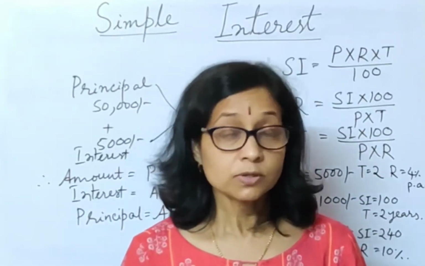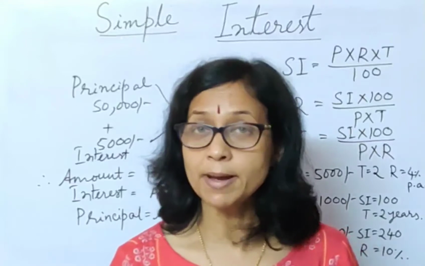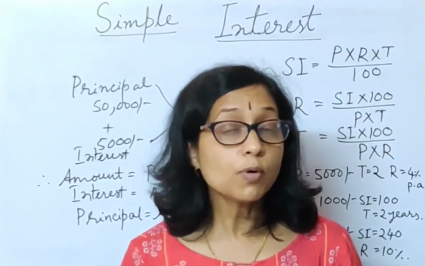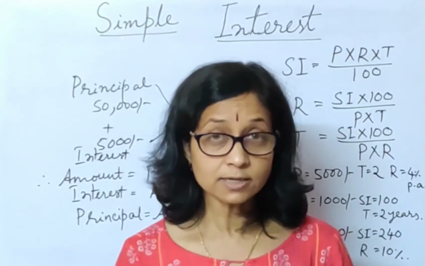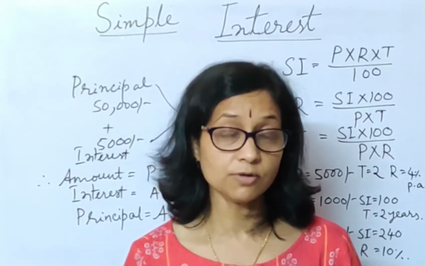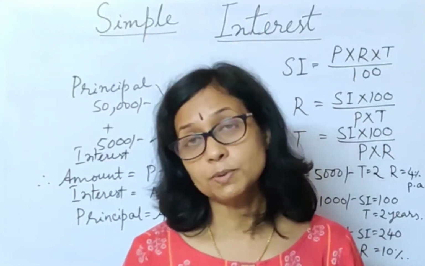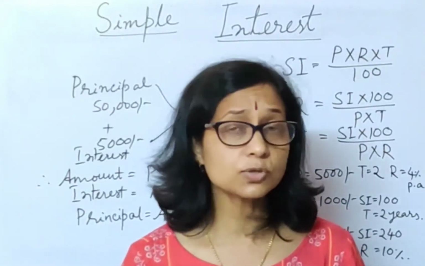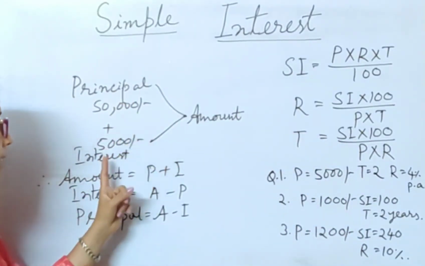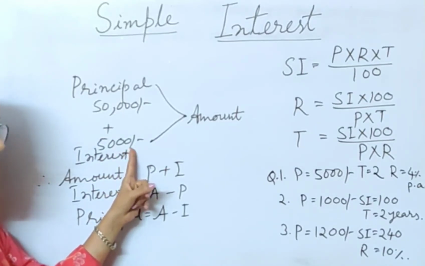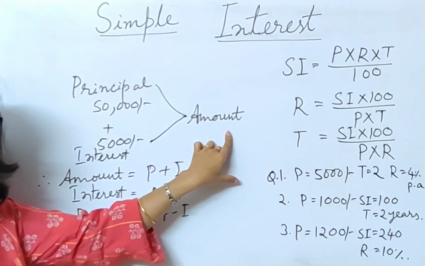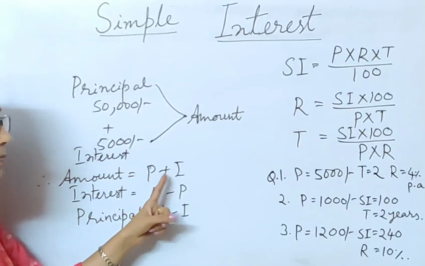What is that amount? The amount Ishan borrowed from the bank is called the principal amount. That is called principal. And for borrowing rupees 50,000, the additional amount the bank charged, that is rupees 5,000, is interest. So here you can see the principal he borrowed is 50,000, and the interest he has to pay is 5,000. Principal and interest together are called amount. So amount is principal plus interest.